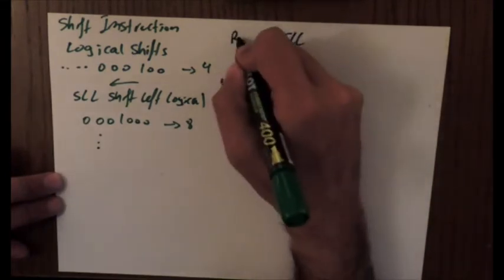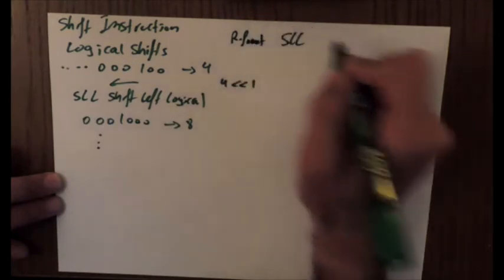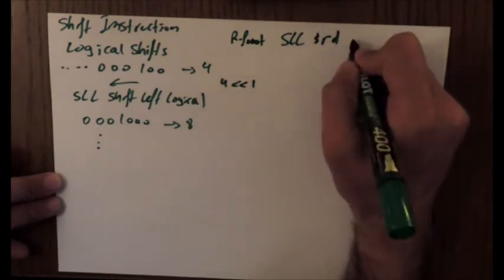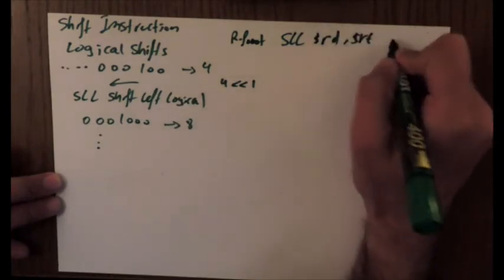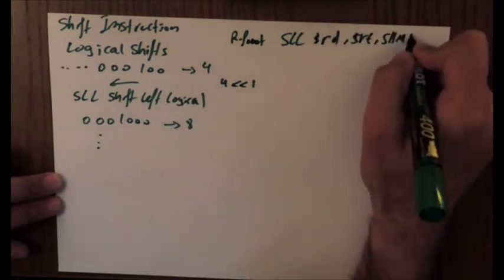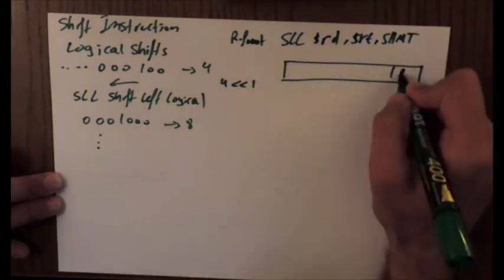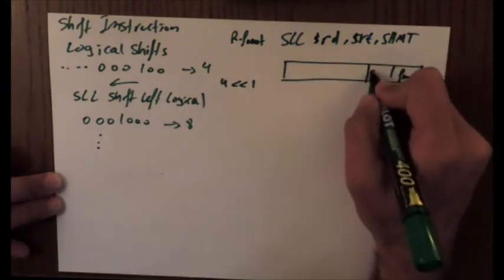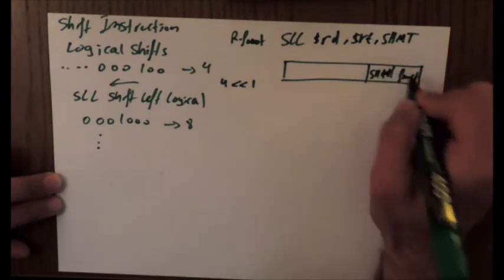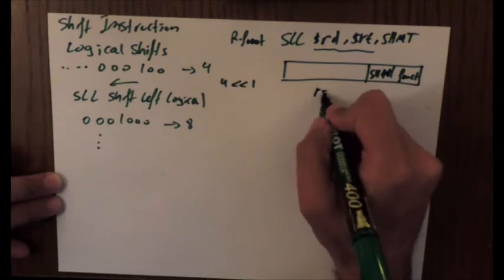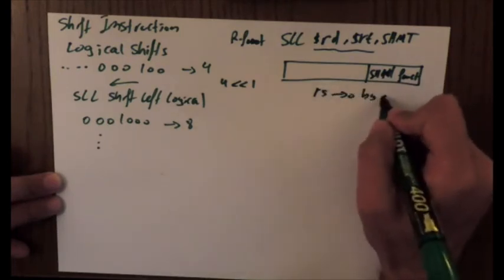Now the MIPS instruction for shifting, in this case shift left logical, is SLL. It's an R format instruction, and it takes RD, RT and shamt. You remember shamt is the field just before the function. This is shamt, shift amount. As you notice also, there's no RS. RS is set to 0 by default.